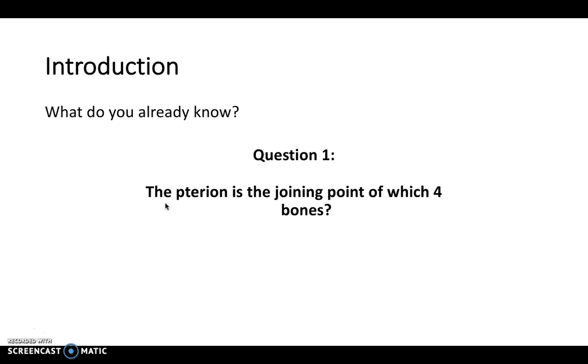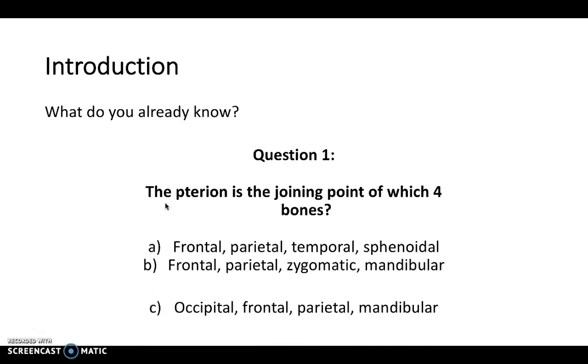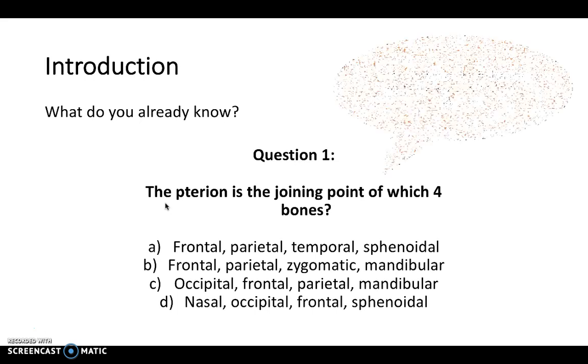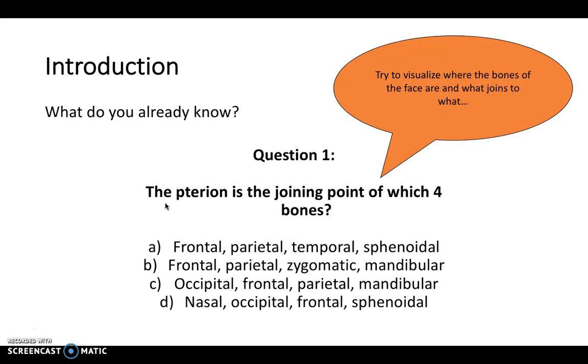The pterion is the joining point of which four bones? Is it the frontal, parietal, temporal and sphenoidal, the frontal, parietal, zygomatic and mandibular, occipital, frontal, parietal and mandibular, or nasal, occipital, frontal and sphenoidal? I appreciate there's a lot of words here to get your head around, so pause the video, give yourself a little bit of time to try and answer the question and try and visualize where these bones on the face are and what they join to.